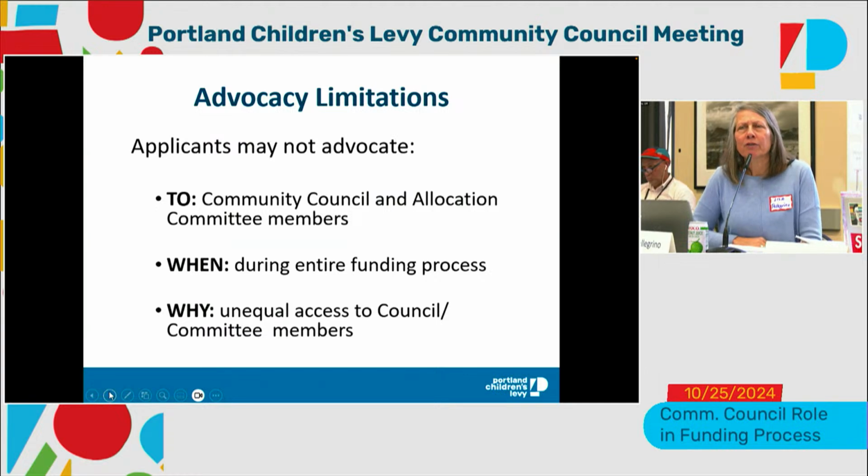So when we say advocacy limitations, what we're talking about is that the people who are applying for funding are not permitted to advocate to any of the council members or to the allocation committee members in any way that would be an attempt to influence the outcome of the funding round. So that rule is for this group and the allocation committee as well.